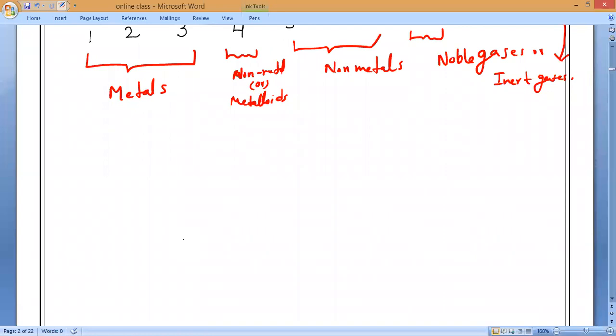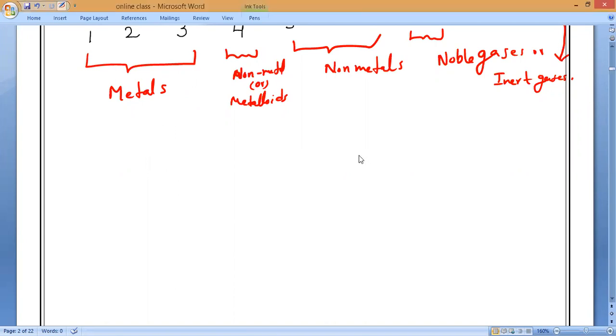Formation of ions and calculation of their valencies. So what kind of ions do we have? I want an answer from you. Two kinds of ions we have. By loss of electrons, one kind of ions. By gain of electrons, one kind of ions. By loss of electrons, what will they form? Cations. Yes, cations will form. By gain of electrons, what will they form? Anions. Okay.